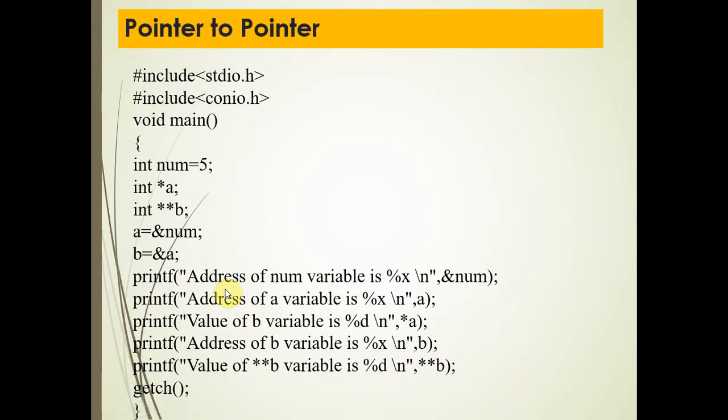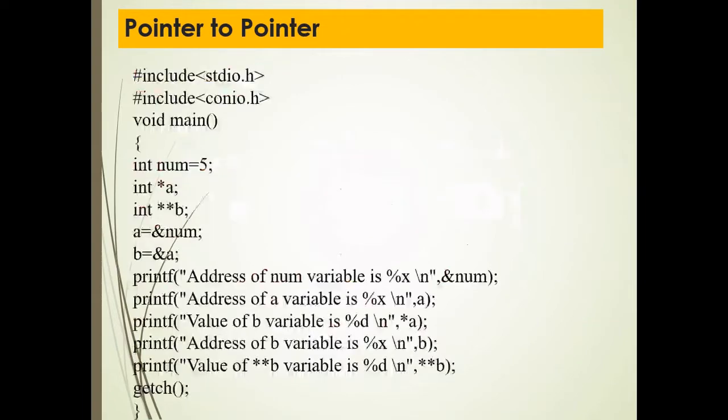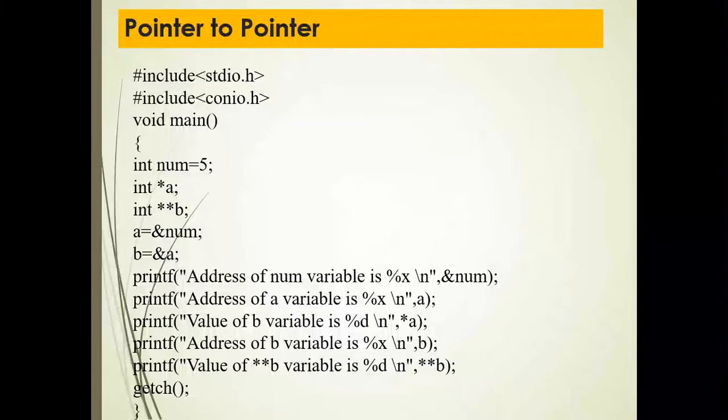So when you evaluate this program, the address of the num variable is whatever address num has. Suppose in this case the address of num is 3560. So with the first statement, it will print the value 3560, that is the address of the num variable. And the next statement is the address of the a variable, whatever address a has, 3562, so it will be printed here.